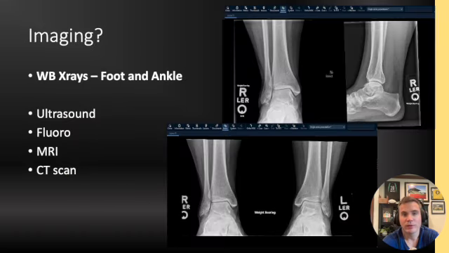I get 3-view ankle x-rays on pretty much all of these. Very reasonable to get a foot x-ray, particularly if you suspect additional pathology. Ultrasound, fluoro, MRI, CT scan are all on the table depending on what's going on.